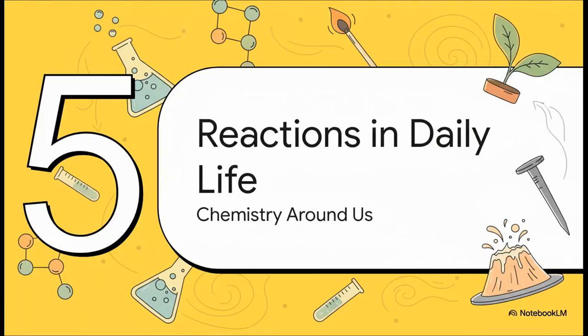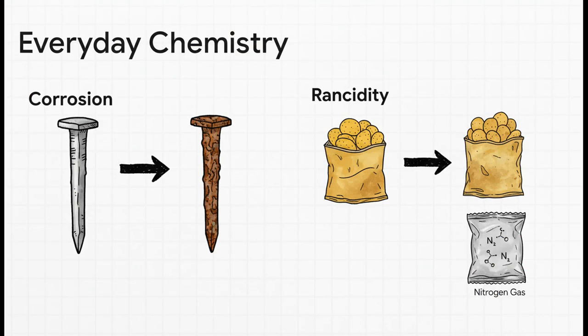Phew. Okay, that was a lot of theory. You might be thinking, why does this all matter? Well, let's connect it all back to real life. Let's look at the chemistry around us. Two perfect examples are corrosion and rancidity. Corrosion is just a fancy word for when metals get eaten away by stuff in the air, like rusting iron. And rancidity, that's what happens when food with fats and oils, like your chips, go stale. And hey, you know that air in a bag of chips? It's not just air, it's actually nitrogen gas. They put it in there to stop the chips from reacting with oxygen and going stale.